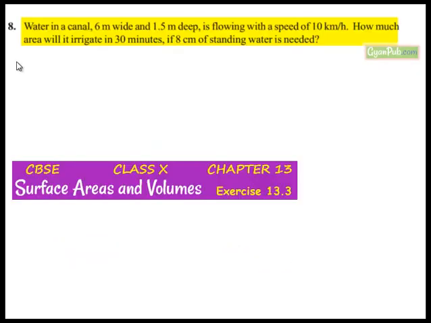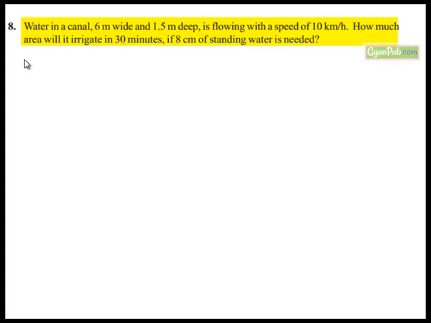Now coming to the 8th question. Water in a canal 6 meter wide and 1.5 meter deep is flowing with a speed of 10 km per hour. How much area will it irrigate in 30 minutes if 8 centimeters of standing water is needed? Now coming to the solution. Here it says that a canal 6 meter wide and 1.5 meter deep is flowing with a speed of 10 km per hour. So he is asking how much area will it irrigate in 30 minutes if 8 centimeters of standing water is needed.